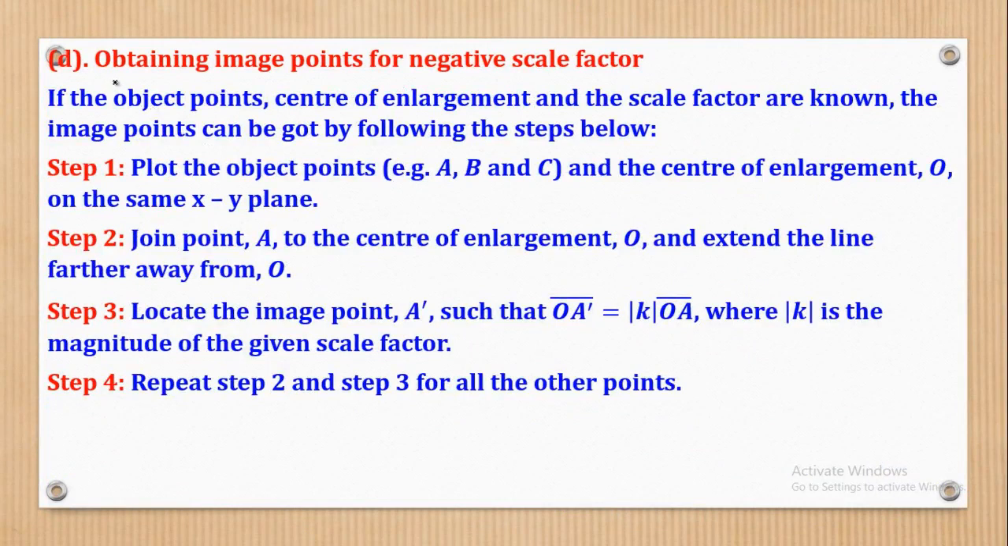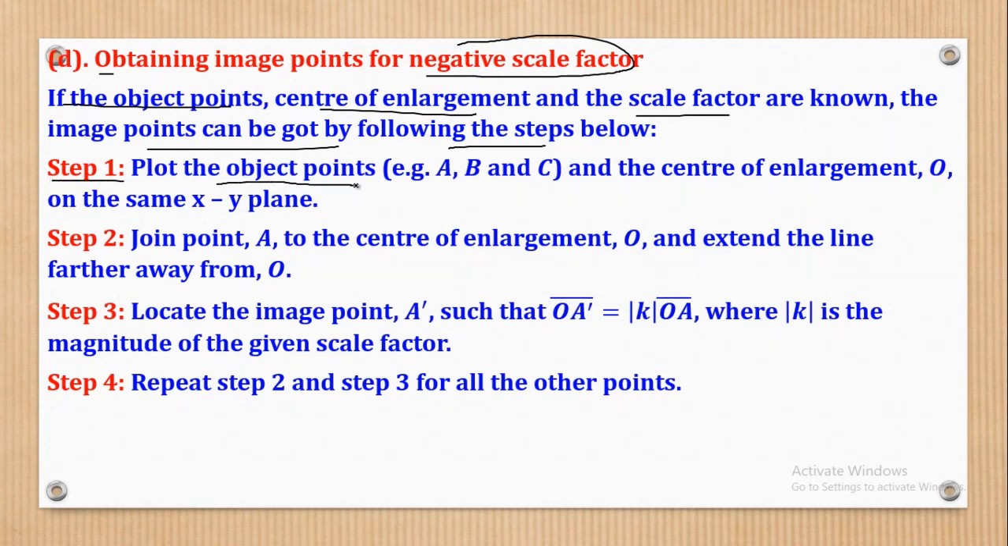Then now what we have seen is how to obtain image points for a positive scale factor. What if the scale factor was negative? So if the object point, center of enlargement, and scale factor are known, the image points can be got using the steps below, as long as the scale factor is negative. The first step is the same as before. Plot the object points and also the center of enlargement on the same graph. Then step 2, join A to the center of enlargement and extend the line further away from O. Previously we extended the line further away from A, now we are extending it further away from O. Why? Because the center of enlargement is in between the object and the image.